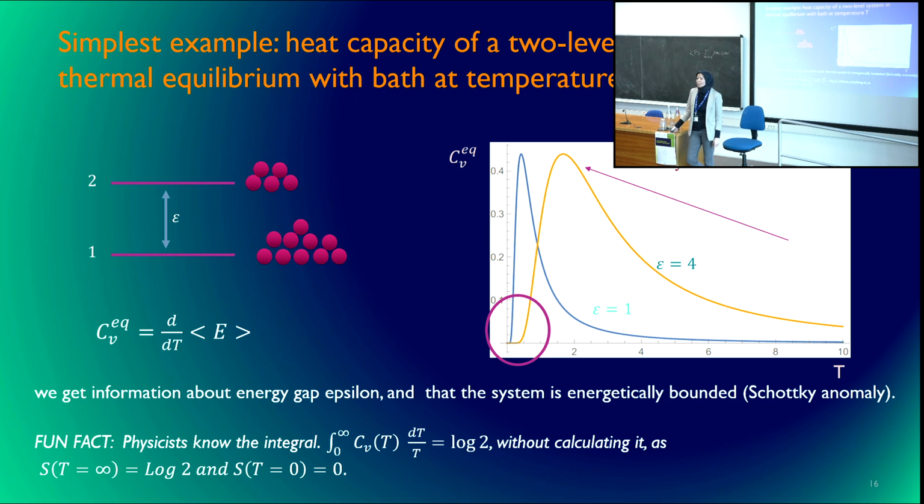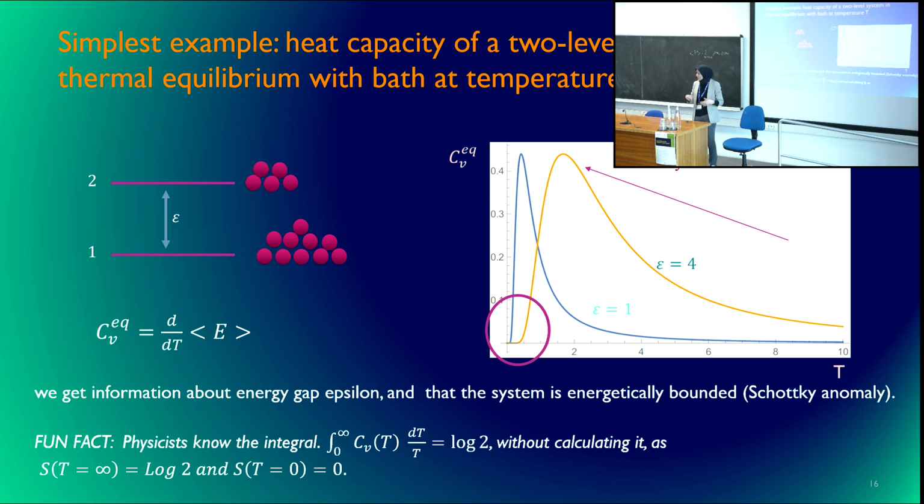It's related to population. Remember this word, because I will come back to this property. At first, everything is in the ground state. You give heat to the system. When your heat is comparable with the gap, the gap is epsilon, then the particles will start to go to the other, higher level. And then the distribution between the two levels is almost the same.